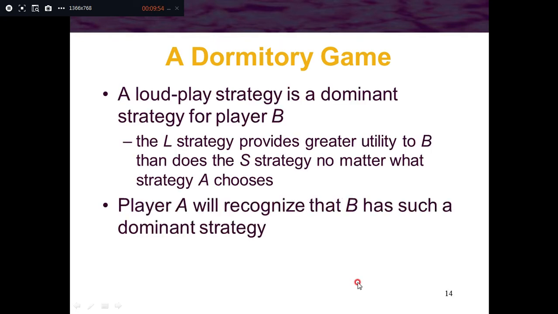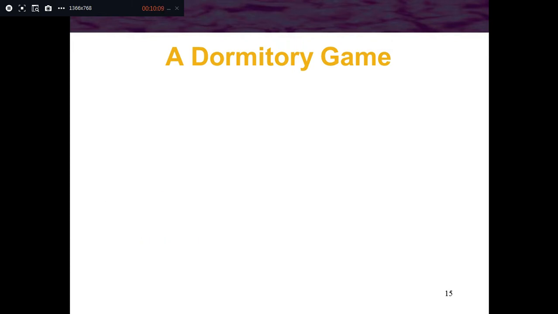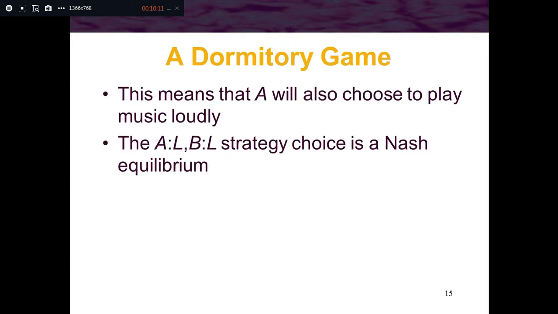Player A will recognize that B has such a dominant strategy. A will choose the strategy that does the best against B's choice of loud. So against B loud, which is best for A? Loud is best for A, so both play loud.